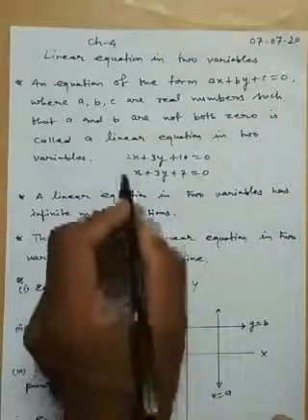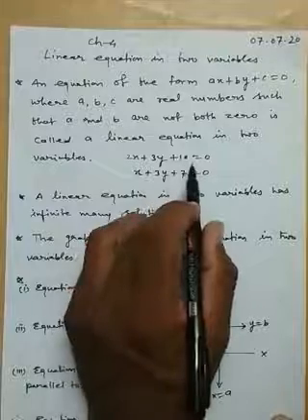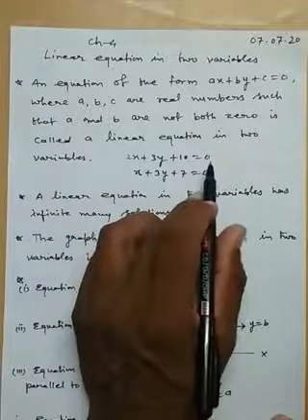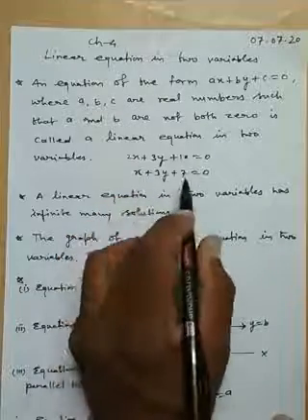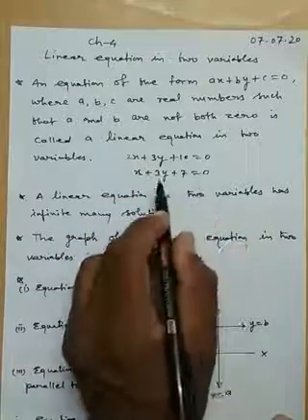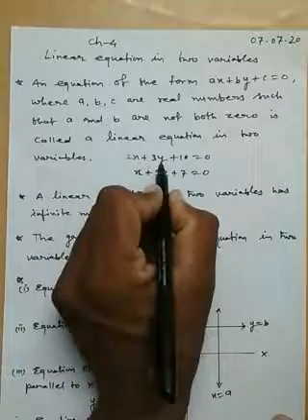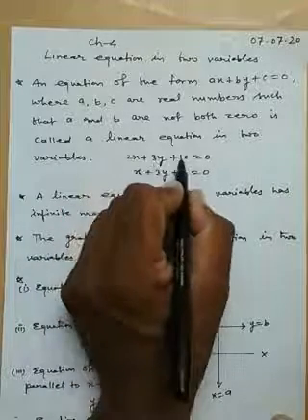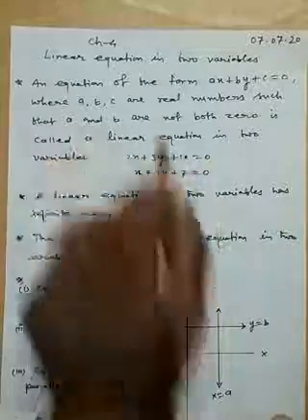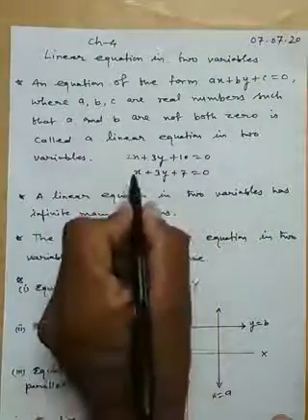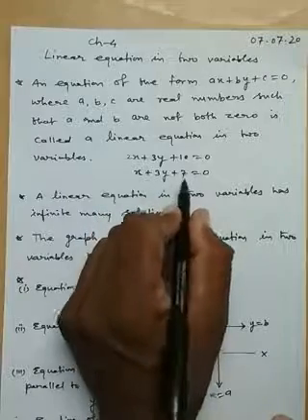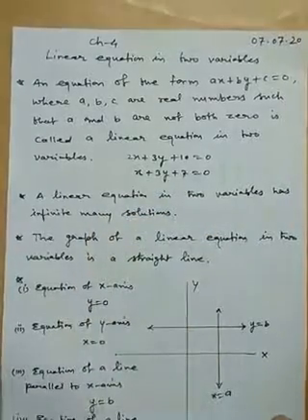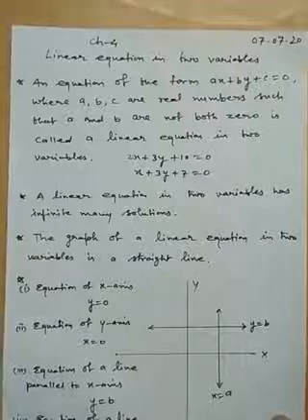For example, 2x plus 3y plus 10 equal to 0. x plus 3y plus 7 equal to 0. In both examples, x and y are variables. Here 2, 3 and 10 are the values of a, b and c. In the second equation, a equal to 1, b equal to 3 and c equal to 7. So this is the definition of a linear equation.